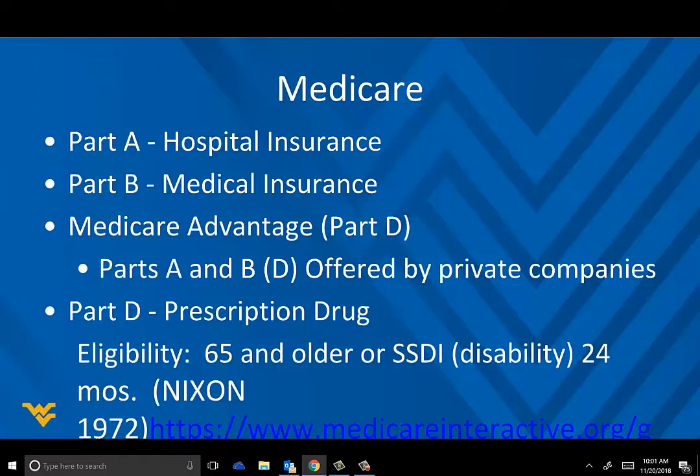Eligibility for Medicare is you have to be 65 and older, or you have to have a disability. A permanent disability is defined as something you've had for at least 24 months. The disability piece, as someone asked, came in through President Nixon in 1972.